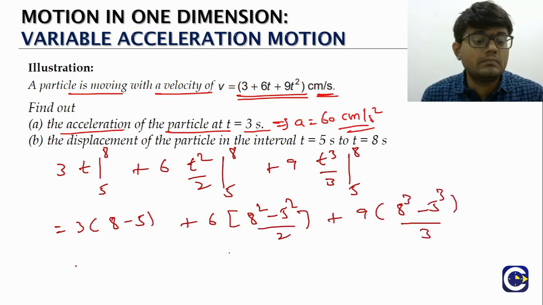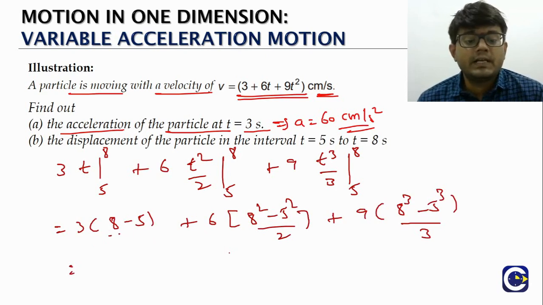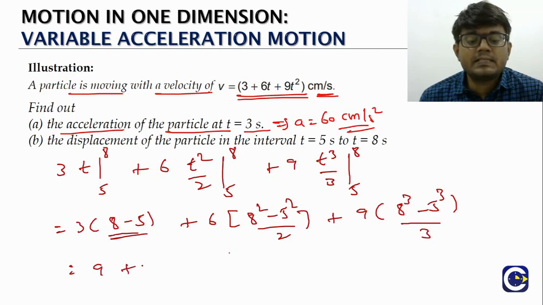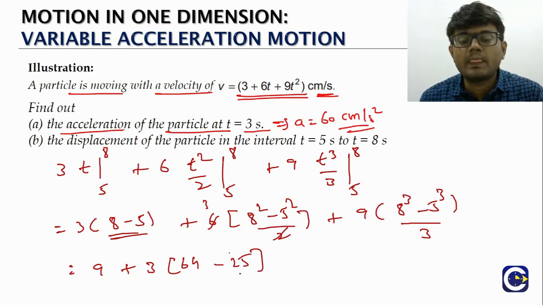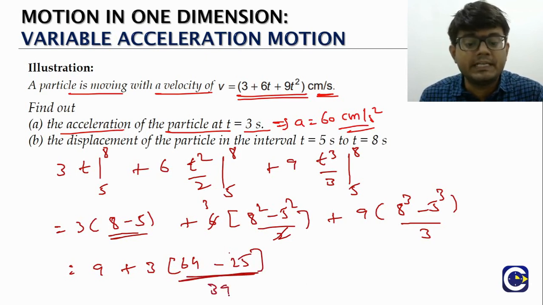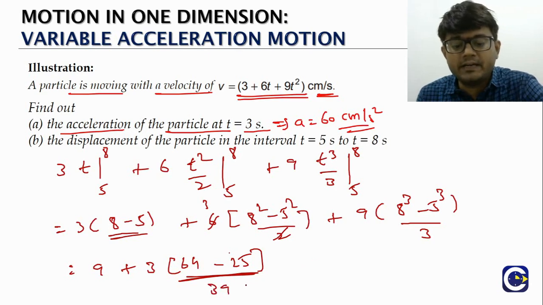So we'll have to do some amount of simplification here. 8 minus 5 is 3, right? 3 into 3 is 9. Plus here we can see 2 ones are 2, 2 threes are 6, so 3 into 8 square is 64 minus 5 square is 25. Okay, so 64 minus 25 is 39. Because 25 plus 39 is 64, right? So this will be 39.